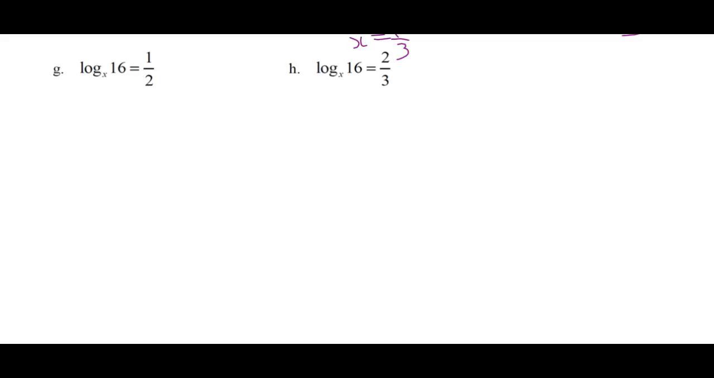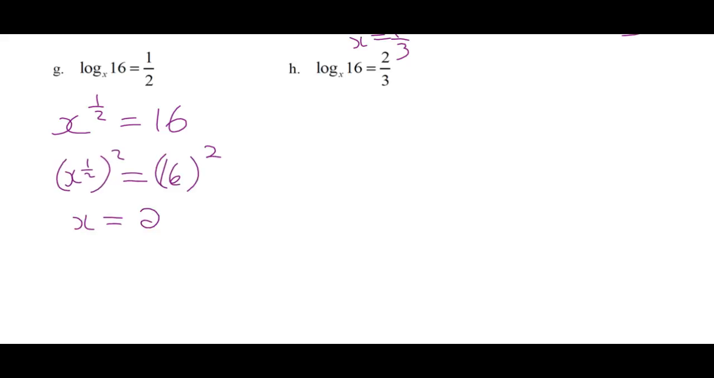So what's this guy? Nope, it's closer to 256. What do you do? Square both sides. So you've got x to the 1/2 squared is equal to 16 squared. So what's x? It's 16 squared, which is 256. Yeah, we're just marching along here pretty good.